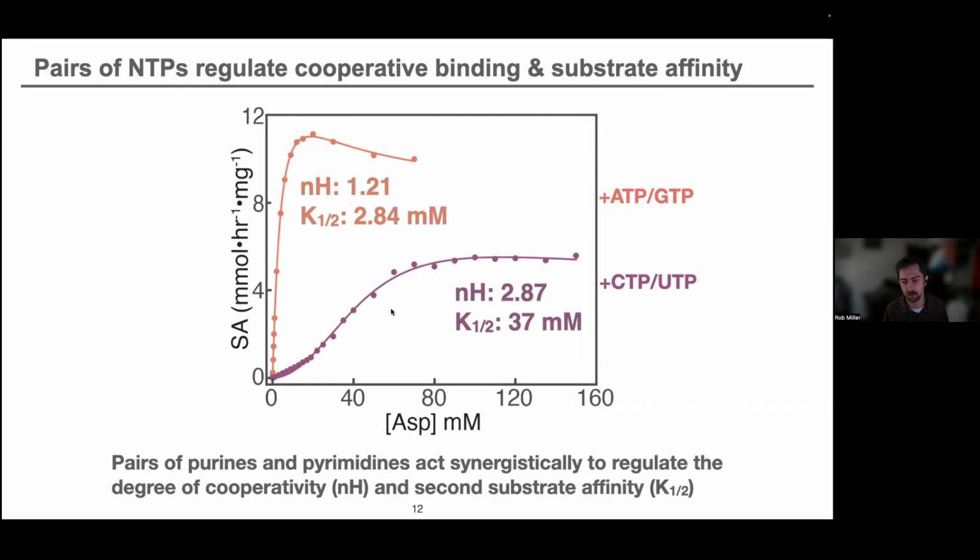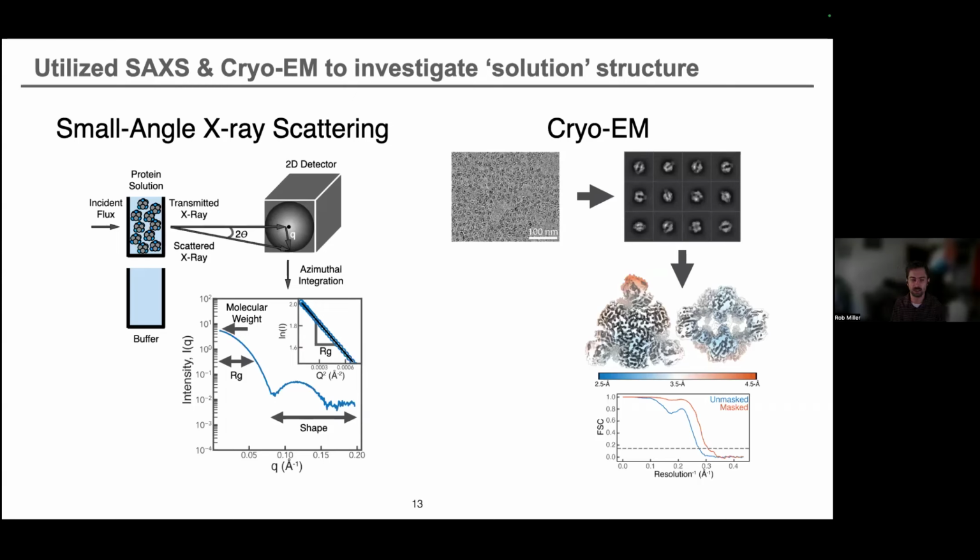And although crystallography had provided us a lot of details about how these substrates are bound or how regulatory nucleotides are coordinated at the base of those regulatory dimers, we wanted to use a combination of solution-based or solution-like structural techniques that could hopefully provide novel insight into the role of these allosteric nucleotides. And so for our study, we used a combination of a technique known as small angle X-ray scattering, or SAXS, as well as cryo-EM.